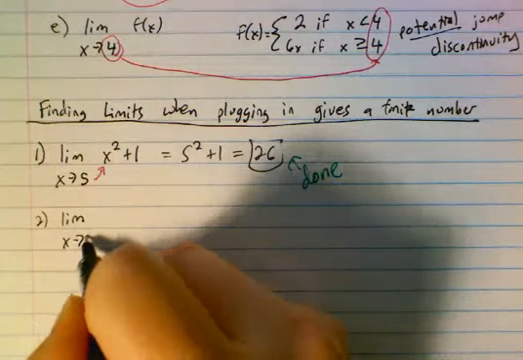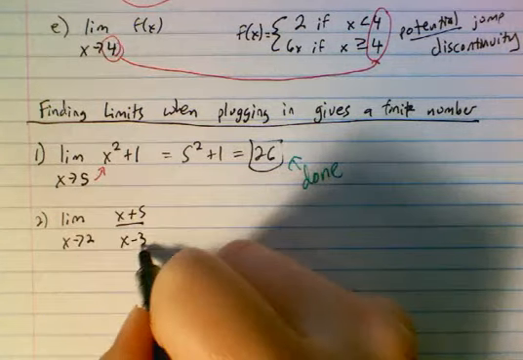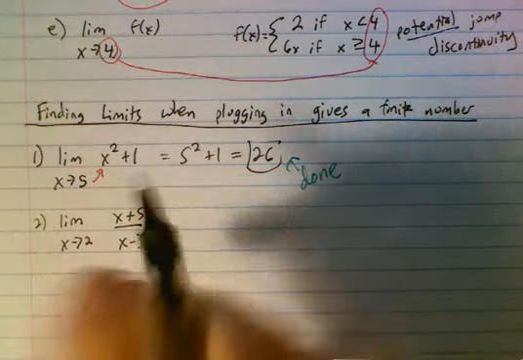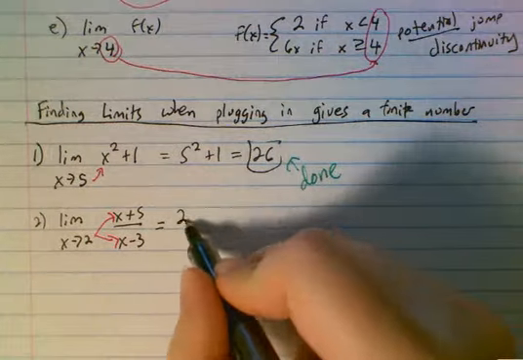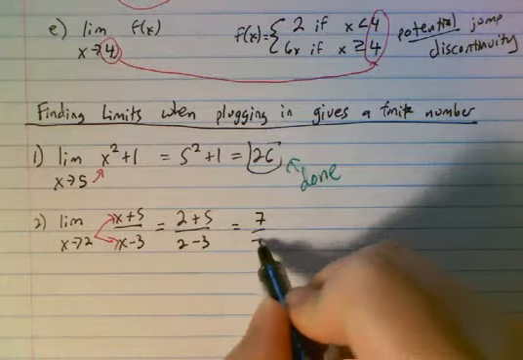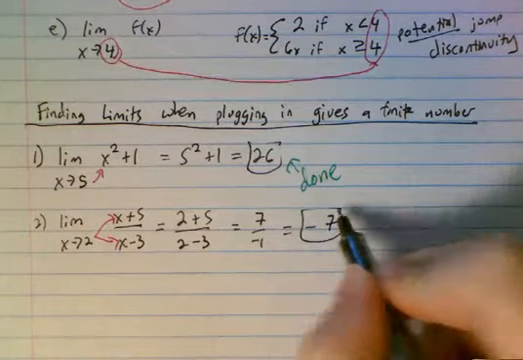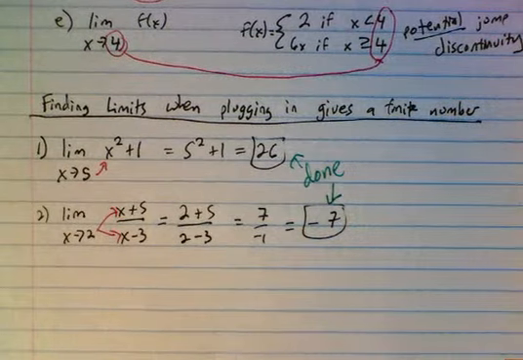Limit as x approaches 2. Let's do x plus 5 over x minus 3. All I'm going to do is plug that 2 in for x. Really is that easy. We're done.